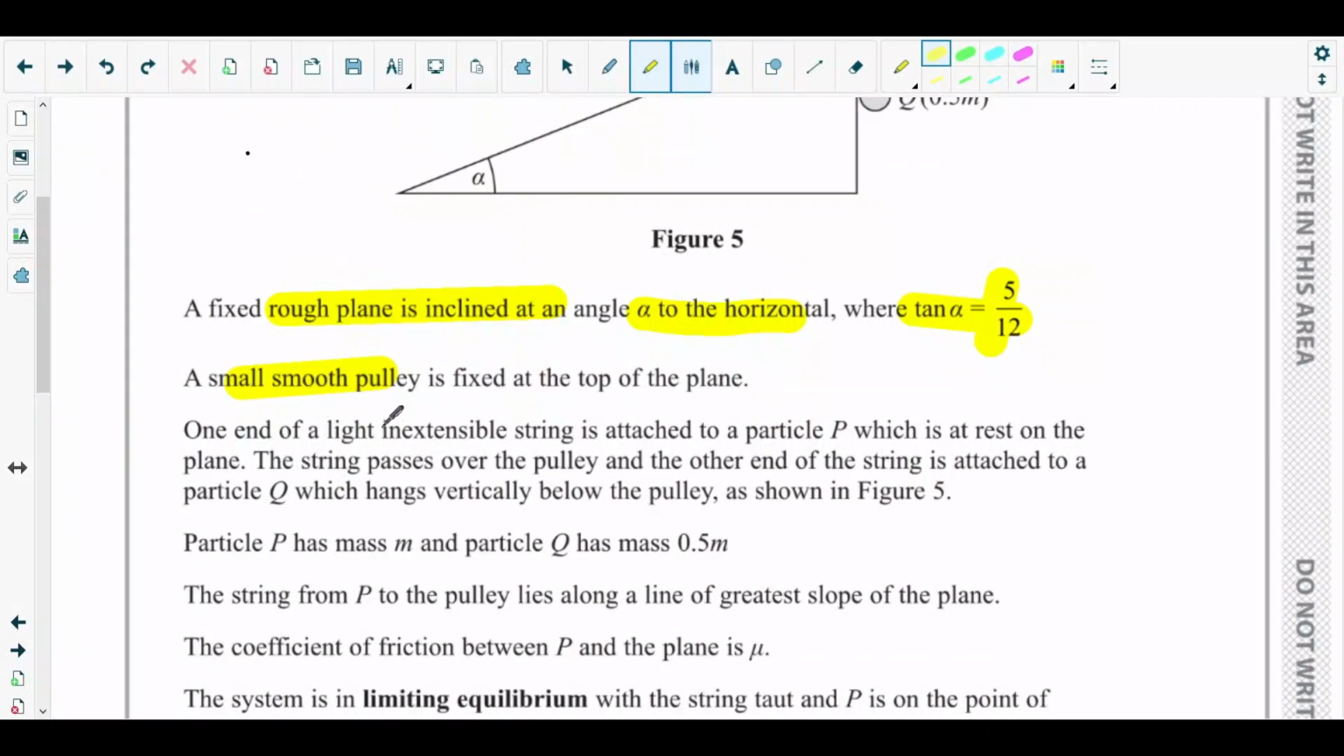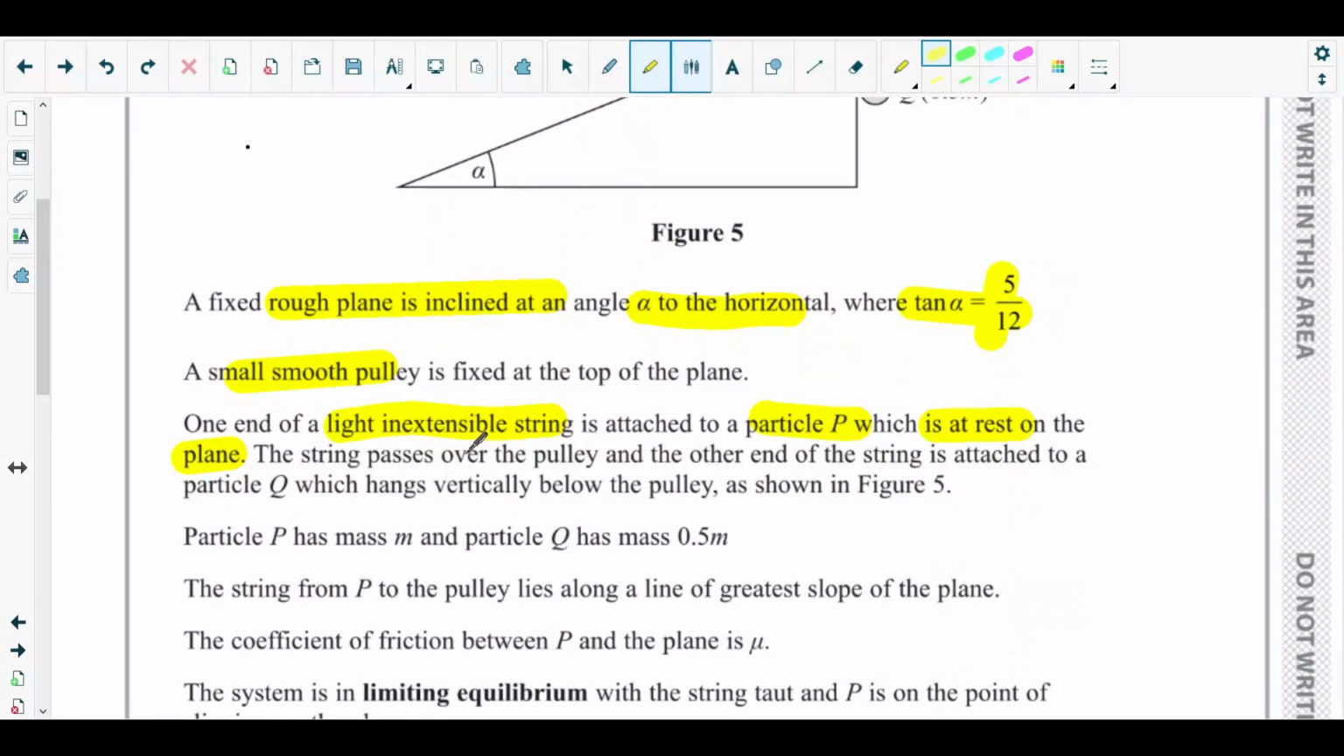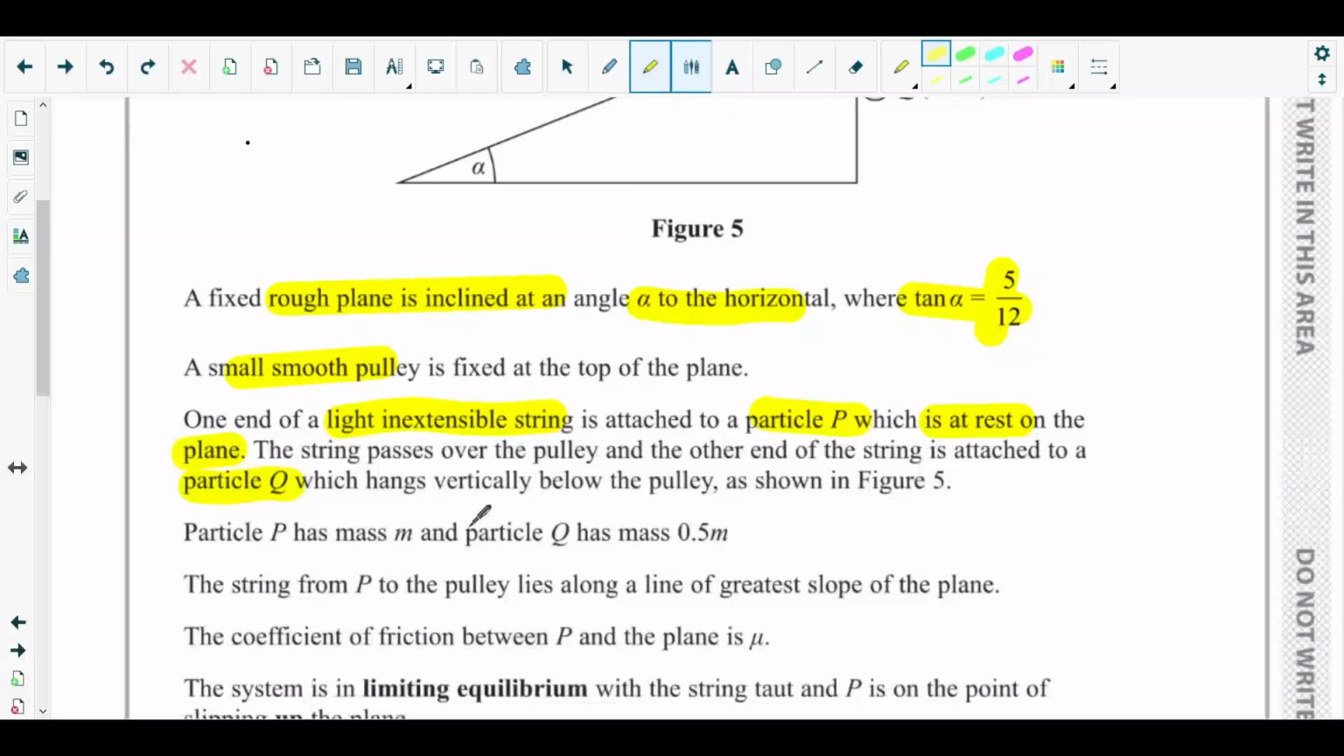One end of a light inextensible string is attached to a particle P which is at rest on the plane. So particle P is connected by a light inextensible string to the pulley on its one end. The string passes over the pulley and the other end of the string is attached to a particle Q, which hangs vertically below the pulley as shown in figure 5. Particle P has mass m, and particle Q has mass 0.5m.